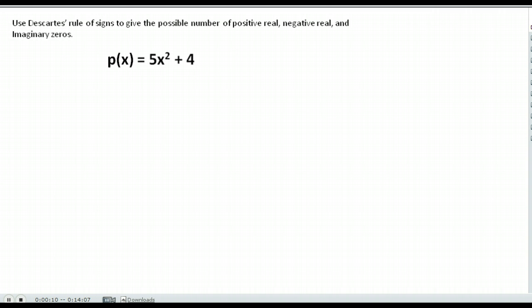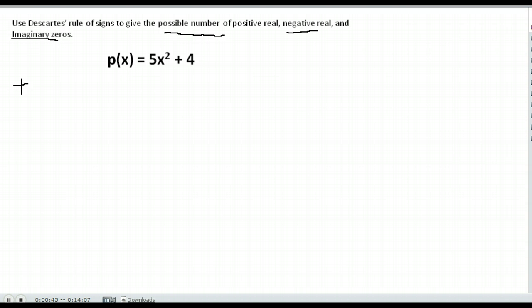Okay, so I'm going to give you 4 examples of Descartes' rule of signs. What it is used for is to narrow down the possibilities when you are looking for the zeros of a polynomial. Descartes' rule of signs tells us how many possible positive real zeros there are, how many possible negative real zeros, and how many possible imaginary. Now, the important thing there is possible and not how many there are, because there may not be the exact number that we find using Descartes' rule of signs, but it gives us the possibilities.